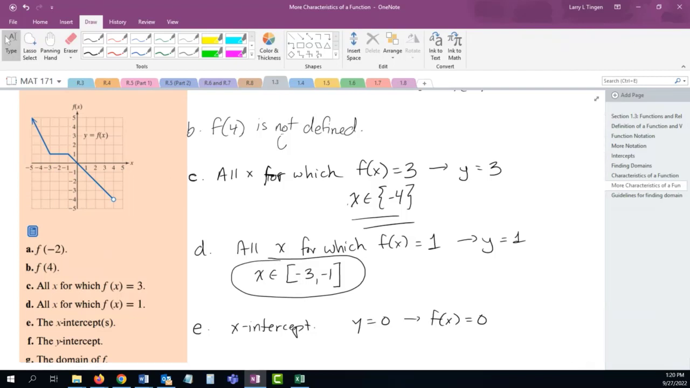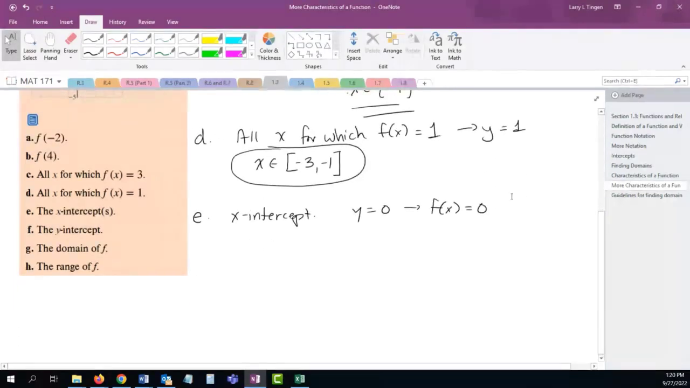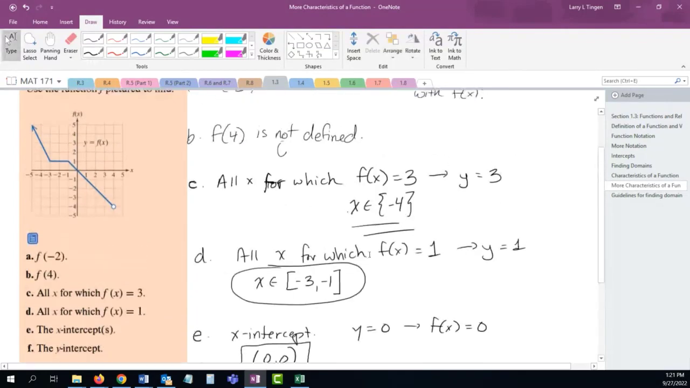So the origin is a point, and it is the point (0, 0). Notice I don't have x as an element of or y as an element of. I just have an ordered pair. Okay? So that's my x-intercept. You're only ever going to have one y-intercept.